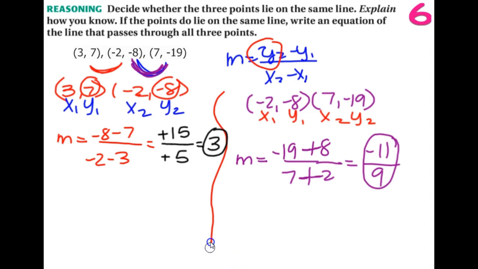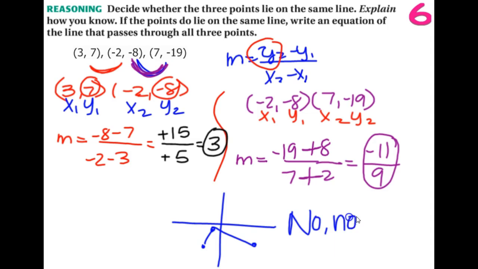So right away I can tell these are not the same slope. So this is telling me that my first slope is 3, maybe it goes like this, and my second slope goes negative. So positive, negative, these are not going to be on the same line. So we can say no, not on the same line. Or they do not form a straight line.